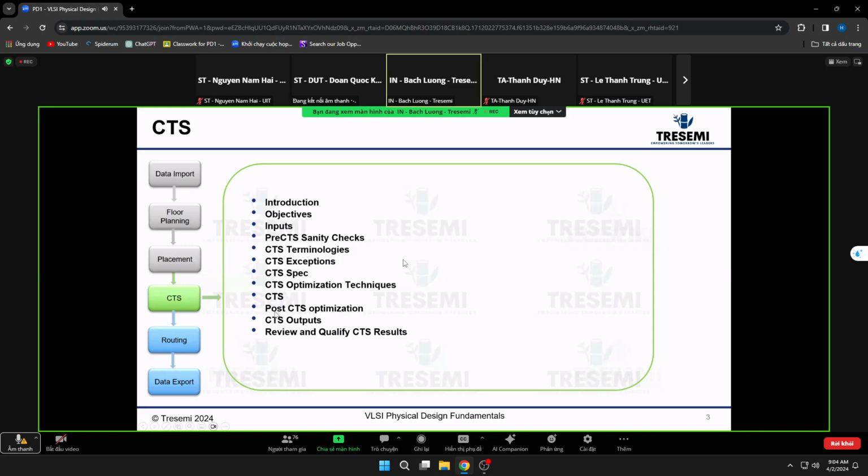And then we talk about post-CTS steps, and what we expect out of the clock tree synthesis process. And then we review the outputs, and then we qualify the CTS results. So these are the topics we'll cover in the 4 lectures.